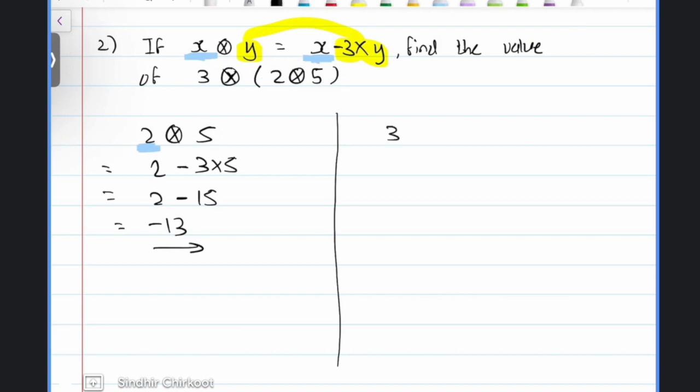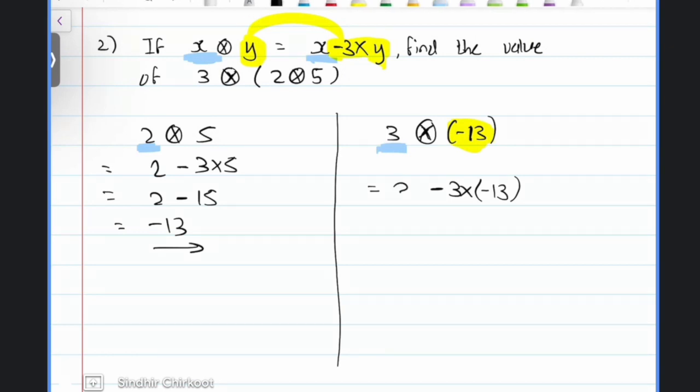So what we're dealing with now is 3 operation minus 13. Okay, so now let's do the same thing again. So like we said, the x stays as the x. So this is the x, so it stays as that. Then the y, which is obviously this, the y, you need to multiply minus 3 to the y. So now we're just going to say minus 3 times that minus 13. And I don't know why I put this as x. I'm so sorry, guys. I don't know why I put that as x. That should have been just the 3.